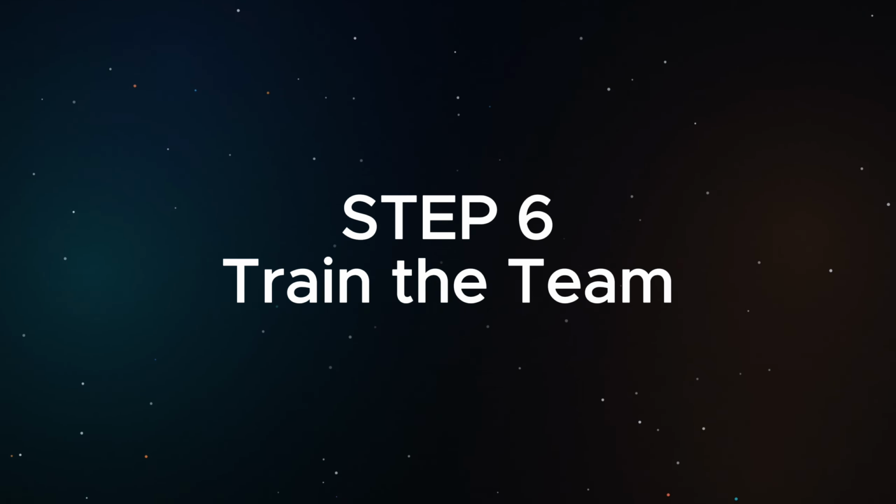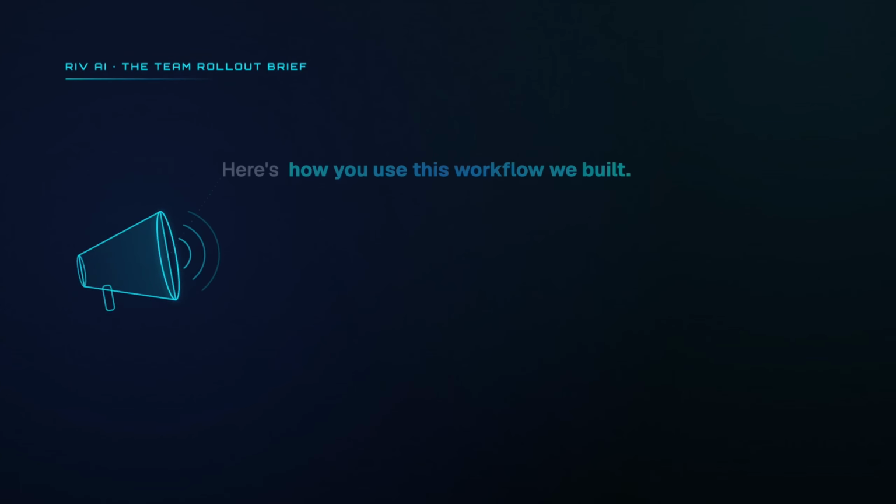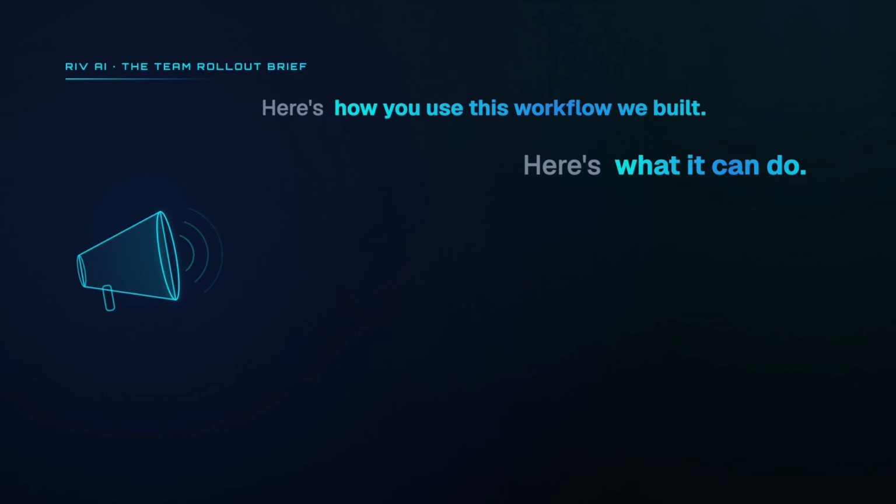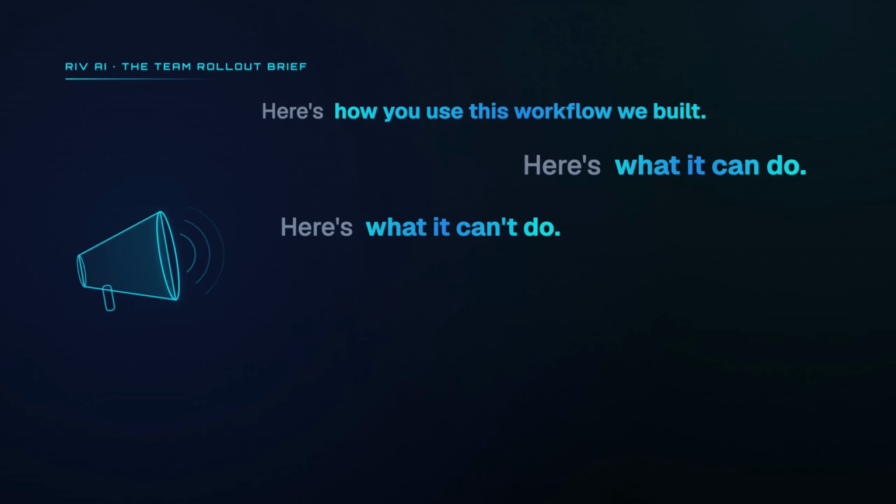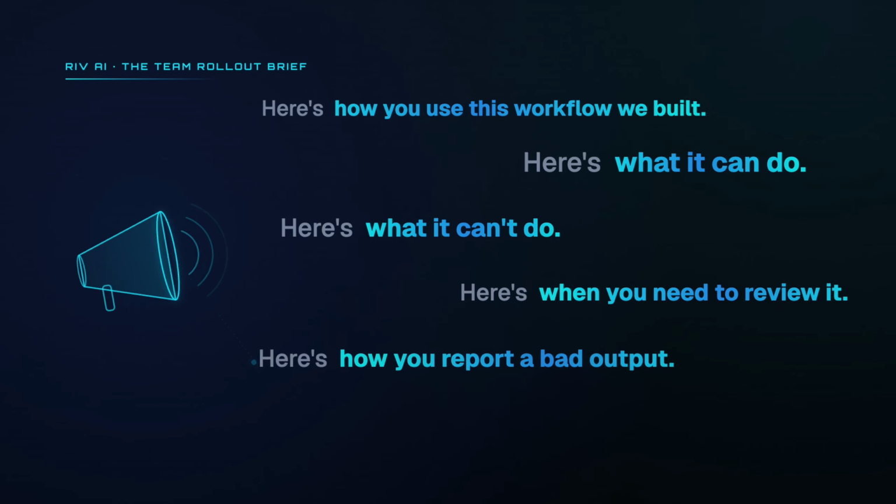Step 6, train the team. Once the first pilot is working and you have a usage policy written out, I would already start to train your team. I would just say, here's how you use this workflow we built. Here's what it can do. Here's what it can't do. Here's when you need to review it. Here's how you report a bad output.